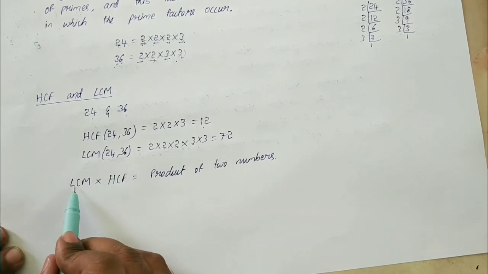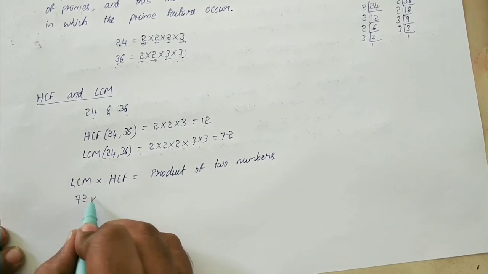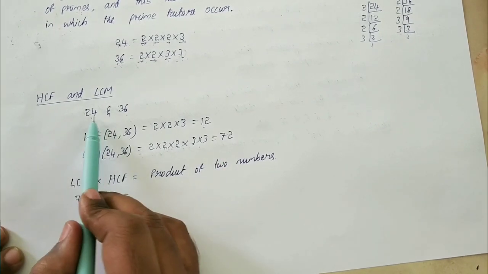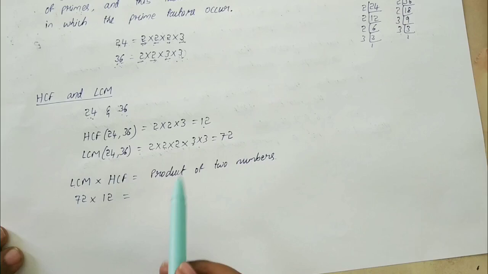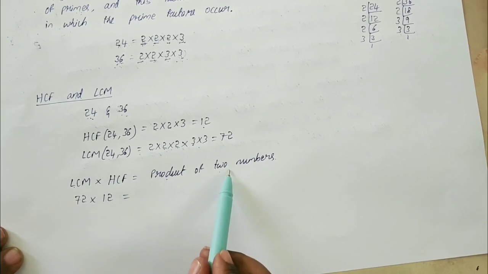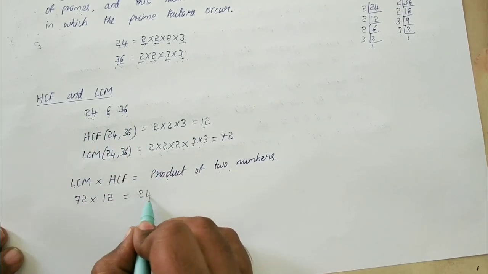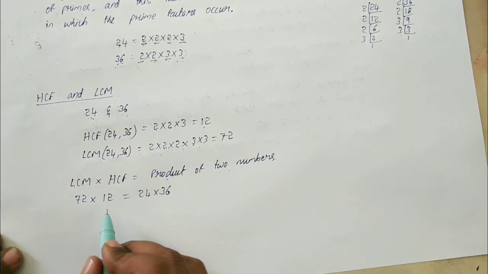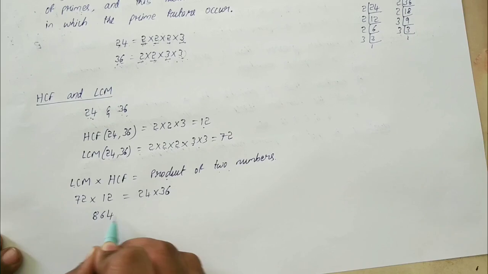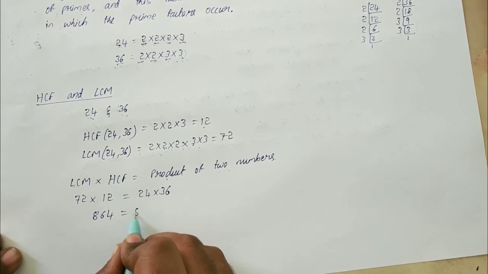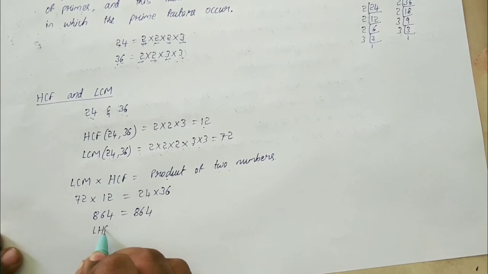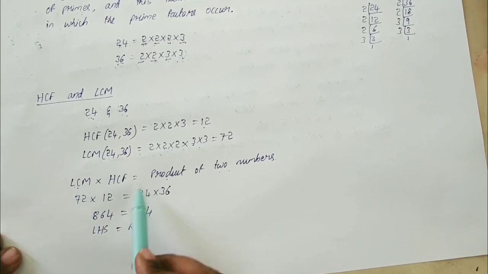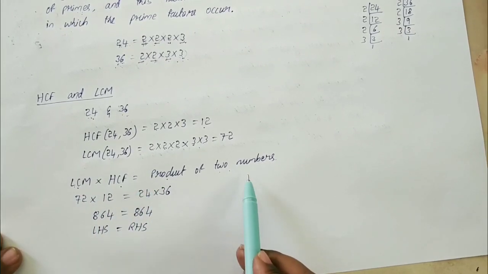So we'll substitute here. The LCM is 72 into HCF is 12 is equal to the product of the two numbers we have taken. Product means multiplication of the two numbers. So 24 into 36. What will we get? 72 into 12 gives 864, and 24 into 36 gives 864. So LHS is equal to RHS. So this is one relation. What is that? LCM into HCF is equal to the product of two numbers.